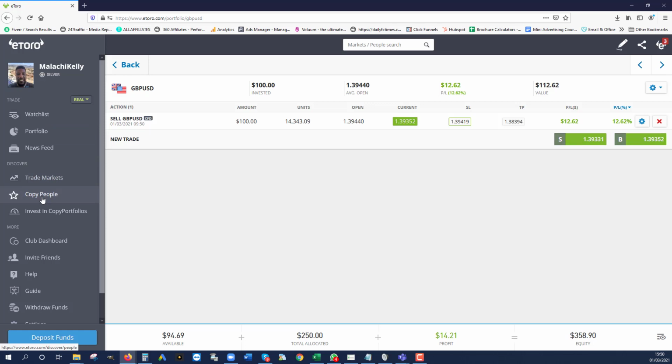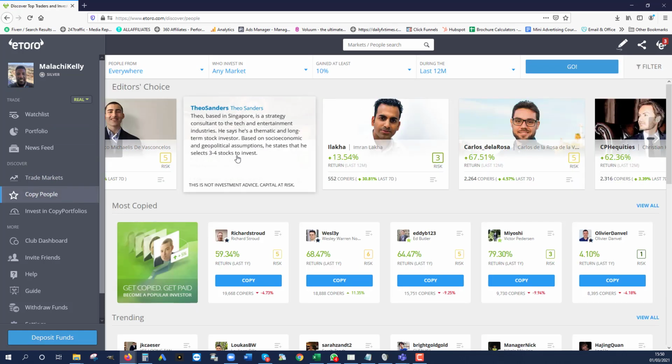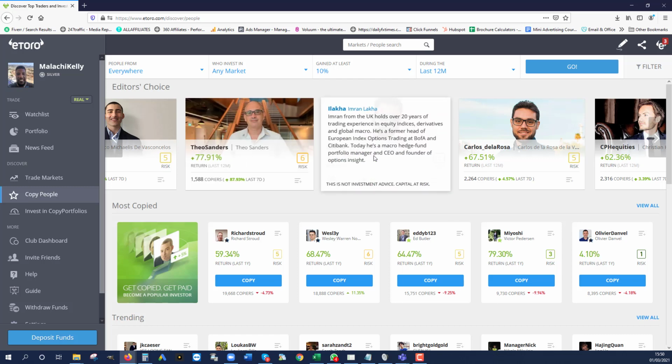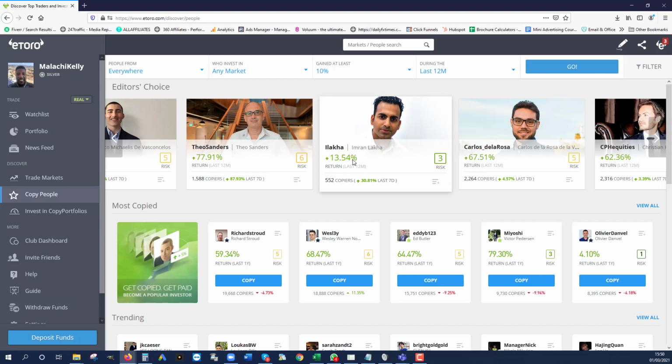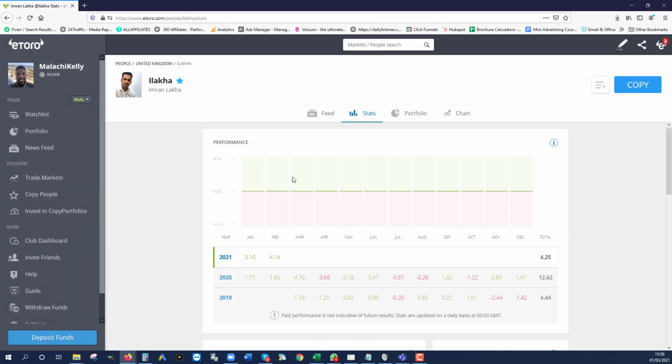So now let's look at copying people. So this is another great feature about eToro, is that you can look at other consistently profitable traders' portfolios and see if you copied this particular person's trades, you could benefit from the profits that they're making. And if you look at these people, they're generally super consistent.